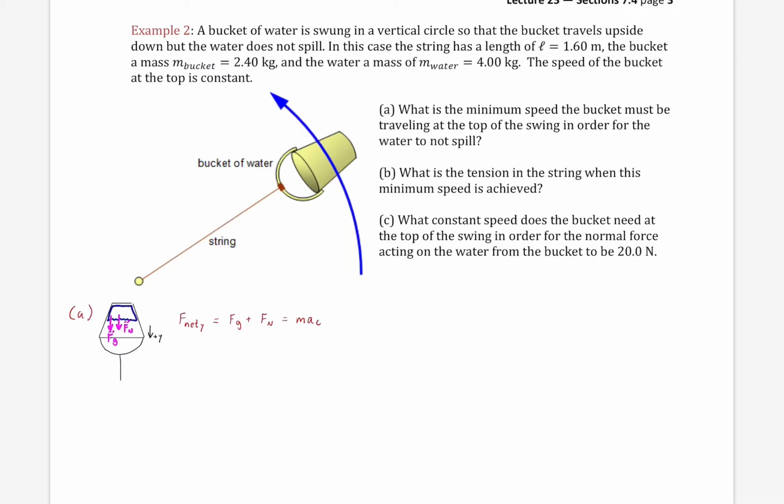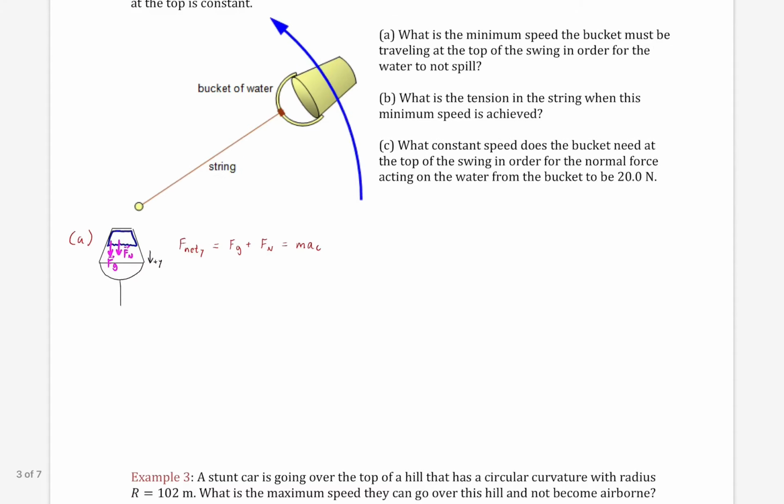In this case, the string has a length of 1.6 meters. The bucket has a known mass of 2.4 kilograms, and the water inside weighs 4 kilograms. The speed of the bucket at the top is constant. So what is the minimum speed the bucket needs in order to travel through the top, in order for the water to not spill out? The idea is that you want the water to be momentarily weightless. So let's consider the forces acting on the water. There is potentially a normal force pushing from the bottom of the bucket, and there's definitely gravity.